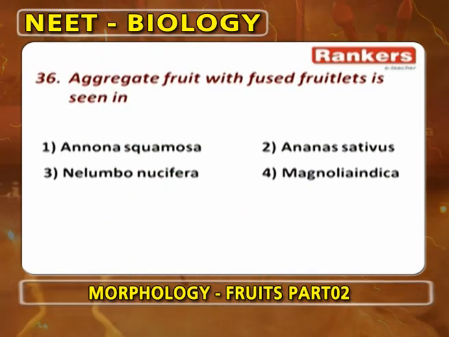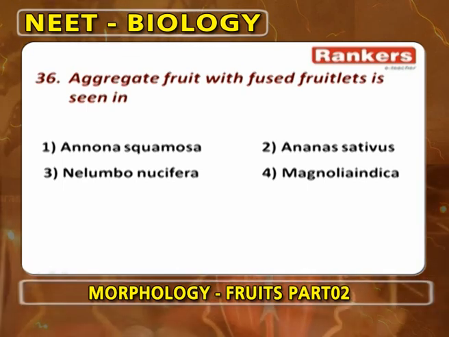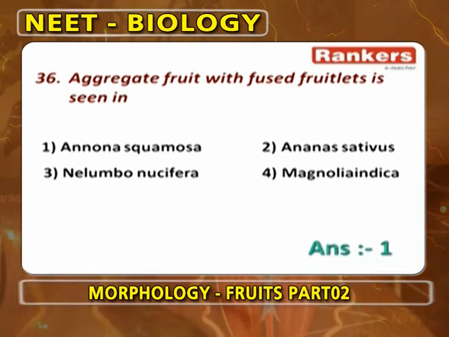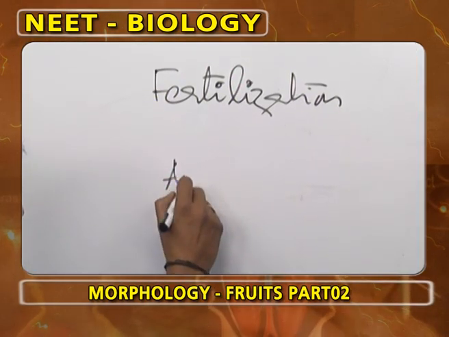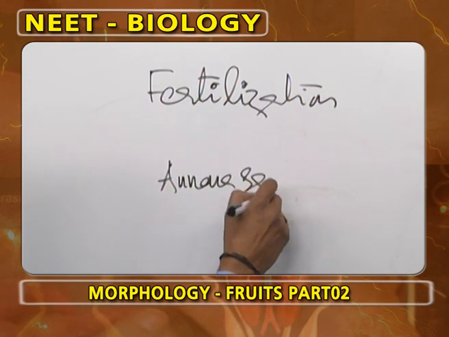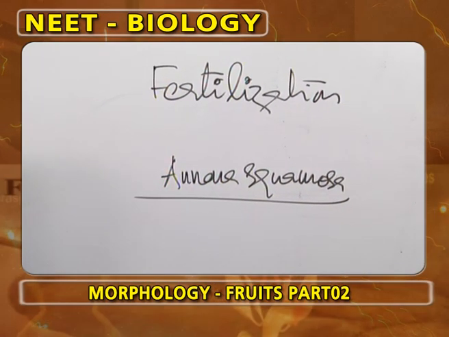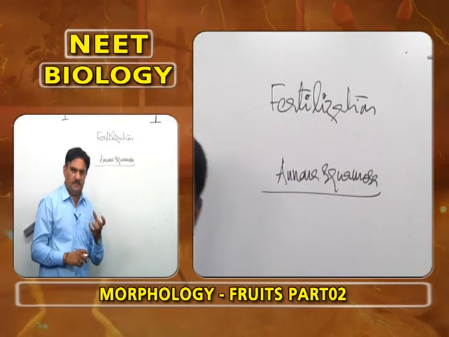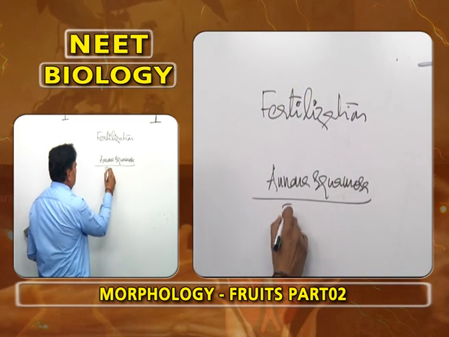Aggregate fruit with fused fruitlets is found in which plant? The aggregate fruit is formed from a multicarpellary apocarpous ovary. In Annona squamosa, the aggregate fruit, custard apple, appears like a simple fruit because all the fruitlets are covered by one common pericarp. That's why it appears like a fused fruit.